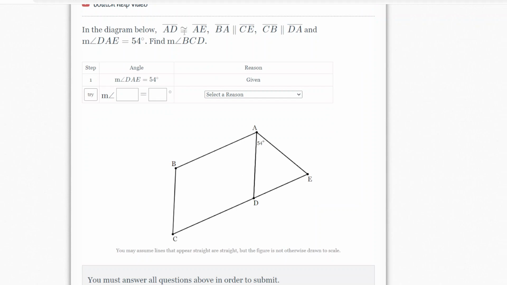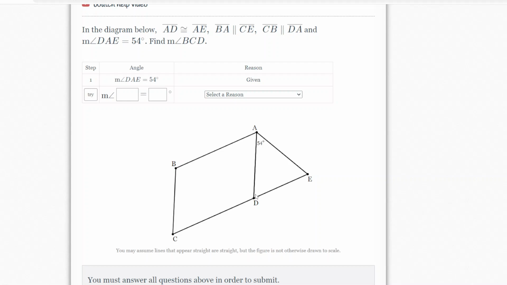It says that AD is congruent to AE. What that tells me is that this is an isosceles triangle where these two angles here and here will be congruent. We've got BA parallel to CE, CB parallel to AD, and they give us an angle, and we're trying to find the measure of BCD. So this little one right here. So let's start with this isosceles triangle. I know 180 degrees minus 54 gives me 126 for these two. Then I can evenly divide that by 2 to say that these angles are both 63.